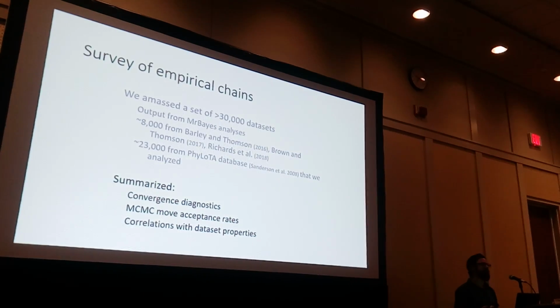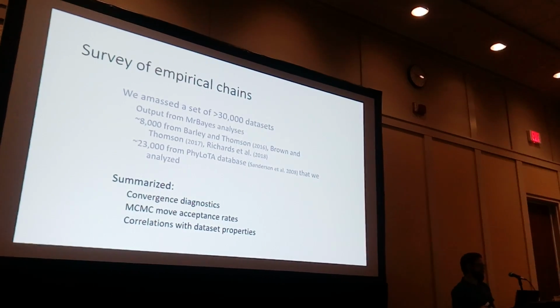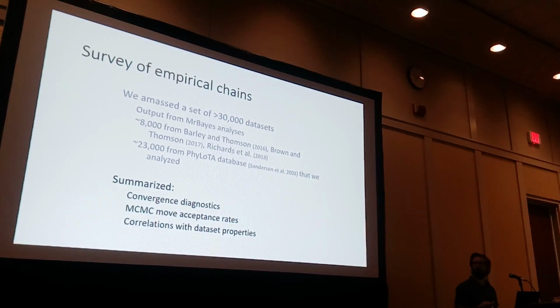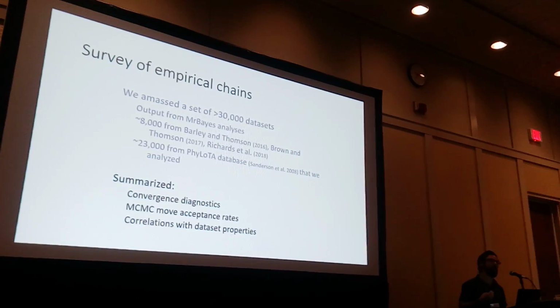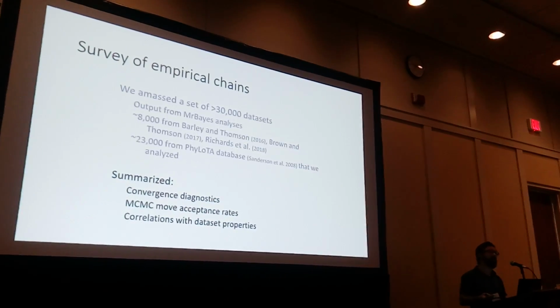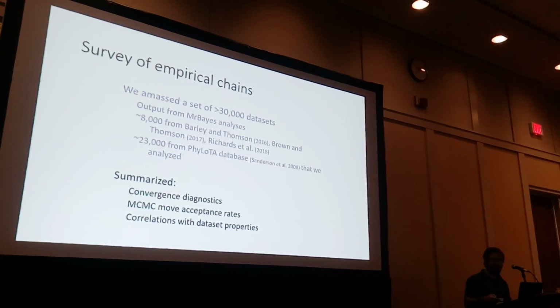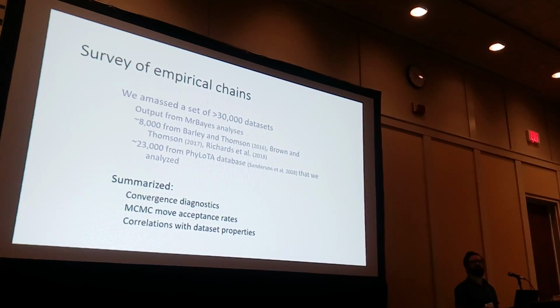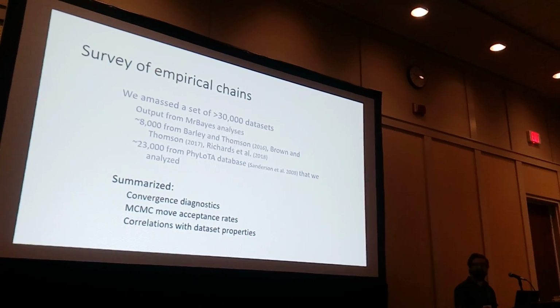So with those 30,000 or so MrBayes outputs in hand, we went through and summarized convergence diagnostics, MCMC acceptance rates, and correlation with data set properties. We did a whole lot of different analyses with this. I'm not going to have time to go through all of what we did, so I'll just sample some of what we found in interrogating this data set of MCMC output.